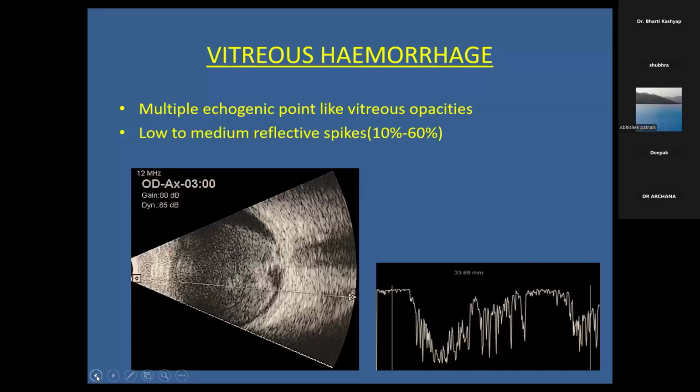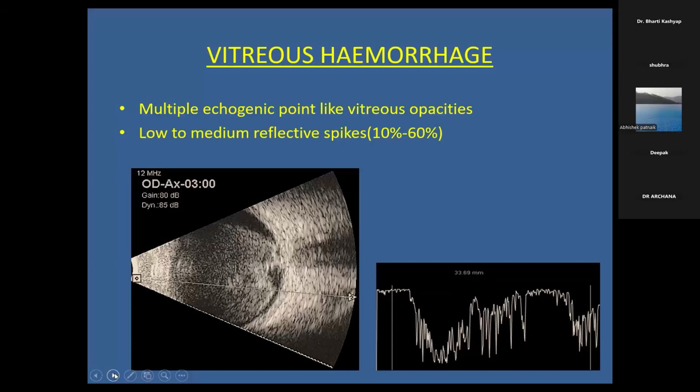So this vitreous hemorrhage, thank you, Shubhra, for helping me out. Whenever we are doing an ultrasound B scan of vitreous hemorrhage, we get multiple echogenic points of vitreous opacity. These echogenic spots may be of low to moderate brightness. If it is a very fresh vitreous hemorrhage, then we get very low to moderate vitreous echoes.